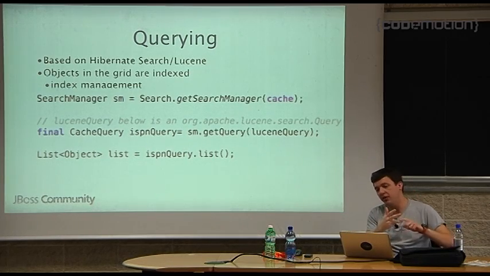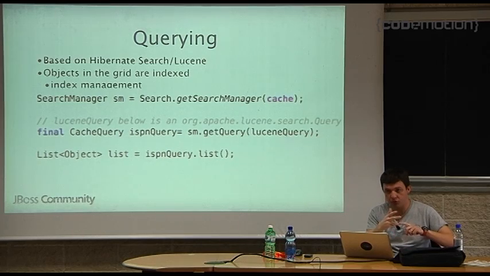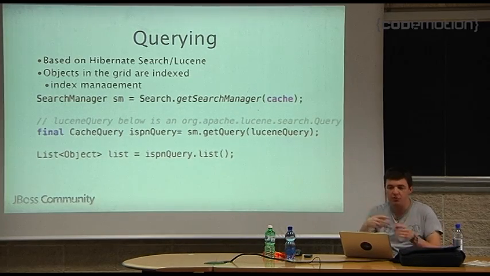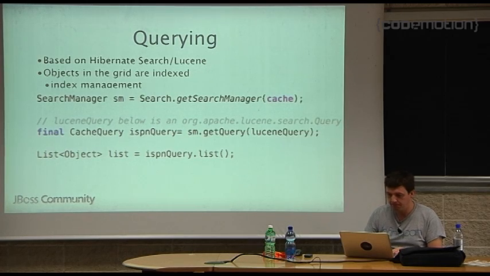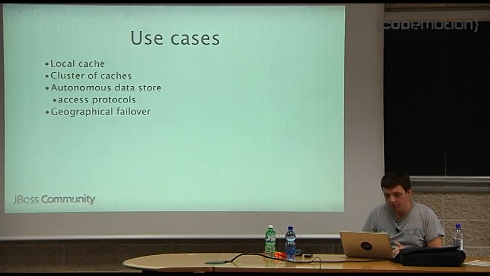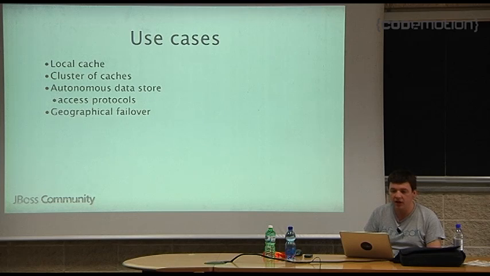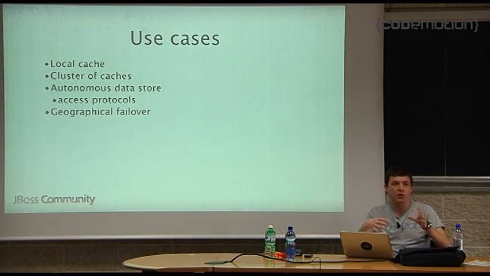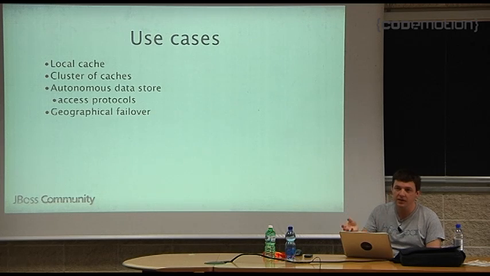So again, you have key value stores in which you just query by key and value. You have MapReduce and Lucene-based querying so that you can interact with the grid. Now the next section is about the use cases for Infinispan. 4 major use cases: a local cache, a cluster of caches, using Infinispan as an autonomous data store, like a database replacement. And there are various ways in which you can access this, as we'll see.